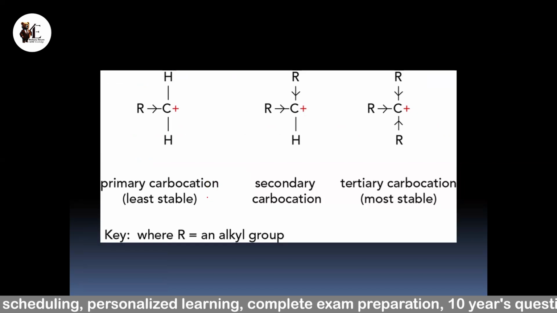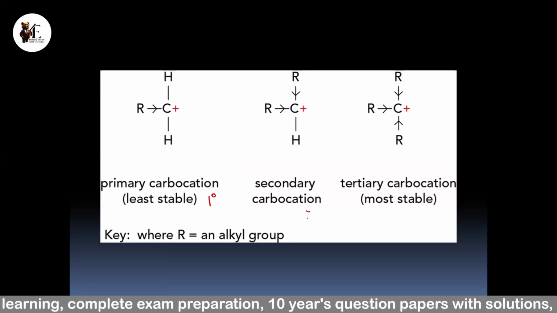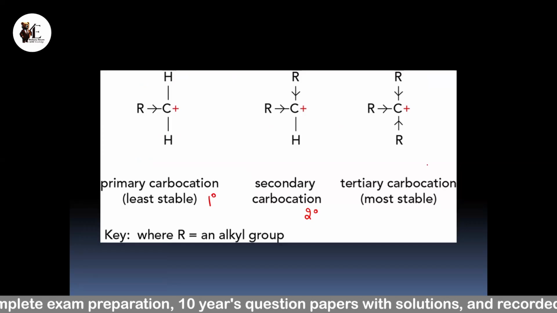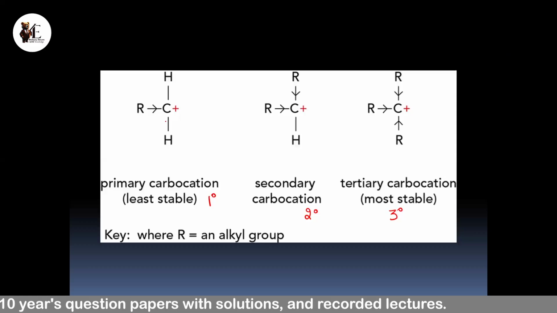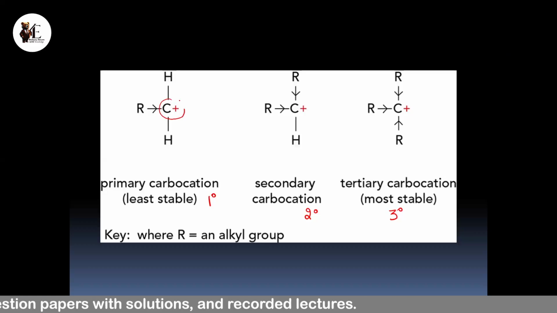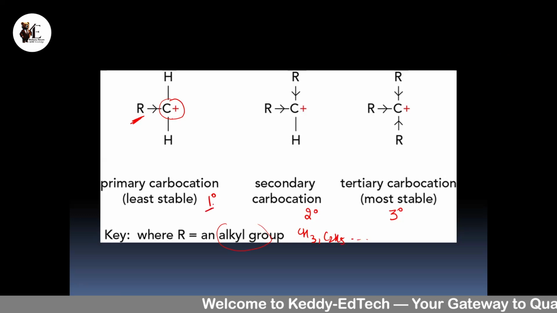Primary carbocation, also known as 1-degree carbocation. Secondary carbocation, also known as 2-degree carbocation. Tertiary carbocation, also known as 3-degree carbocation. Primary carbocation means the carbon which has a positive charge is attached to only one alkyl group. This R is an alkyl group. Alkyl means methyl, ethyl, propyl, any alkyl group. It may be your CH3, C2H5. So if it is attached to only one alkyl group, then it is your primary carbocation.